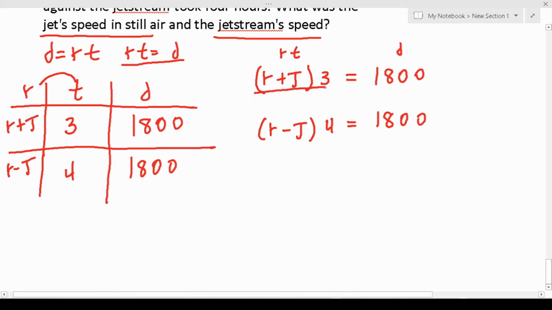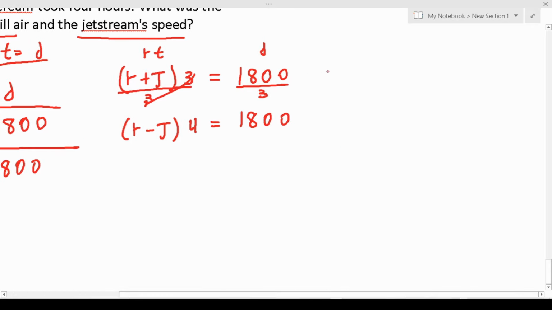So in that case, I'm going to divide this side and this side by 3. Of course, this is going to prompt this 3 to cross out over here, which is just going to leave you with r plus j, which is nice and easy. And then we have 1800 divided by 3, which we should be able to do mentally. 18 divided by 3 is 6. Therefore, 1800 divided by 3 is 600.